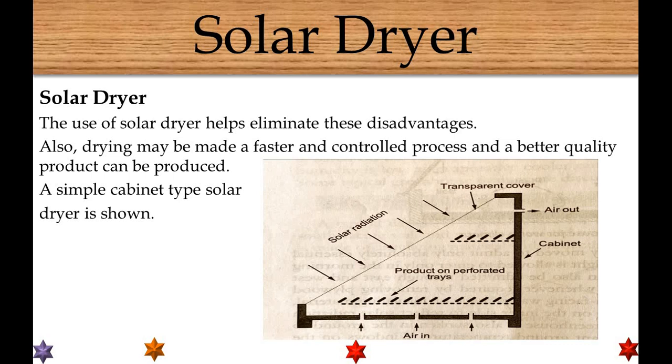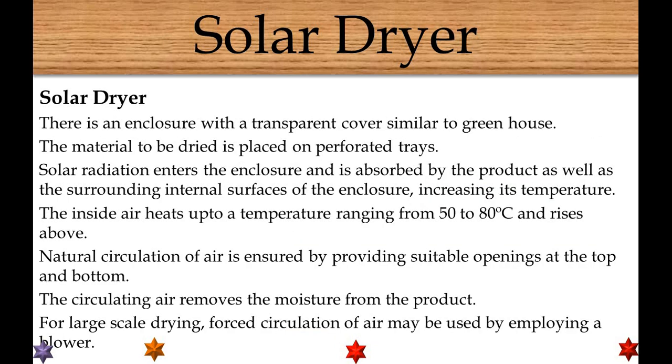A simple cabinet type solar dryer is shown in the figure. First, the solar radiation is received by the transparent cover and it may consist of perforated trays in which the products are placed and air is allowed to let in and let out. So the solar dryer consists of an enclosure with a transparent cover that is similar to greenhouse. The material to be dried is placed on the perforated trays.